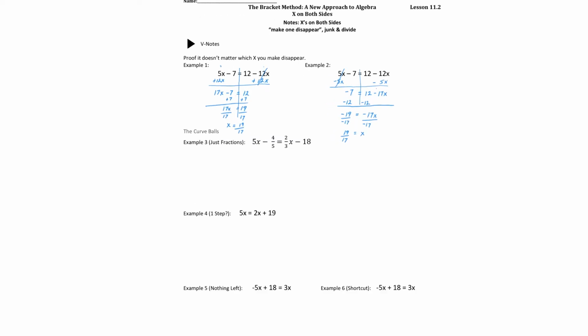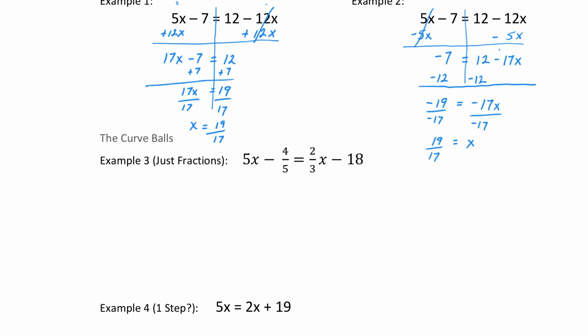Let's take a look at some of the curveballs in this. Example 3. Example 3 really isn't a curveball, it's really just ugly. In other words, there's fractions all over the place. So I'm going to draw the wall and go through this. So again, we have x on both sides. The rule is make one disappear. I typically make my right side disappear because I just like my x's on the left at the end. But we know ultimately it doesn't matter.